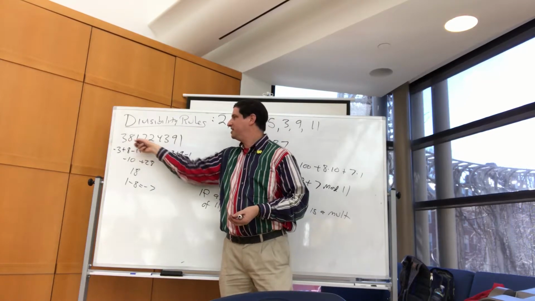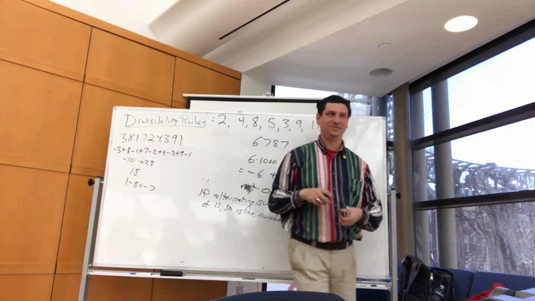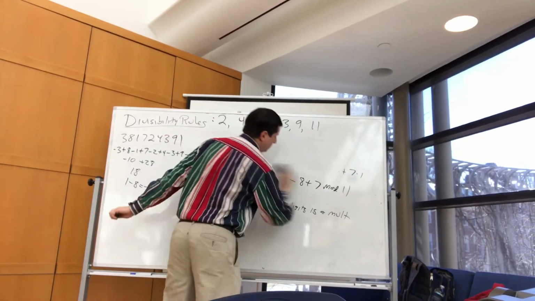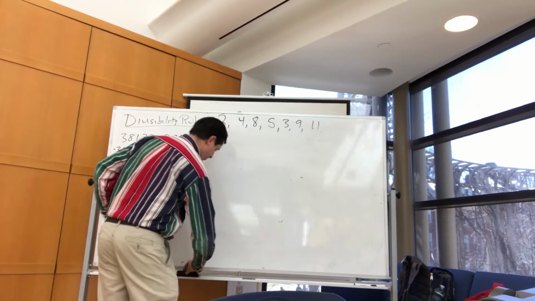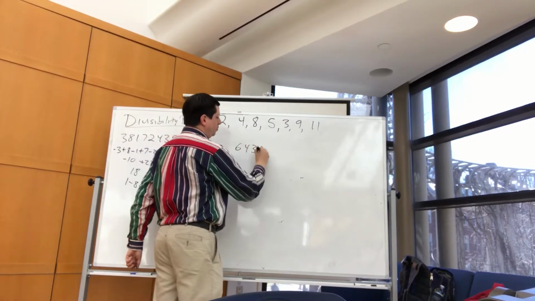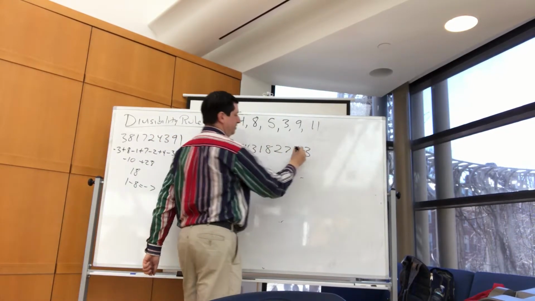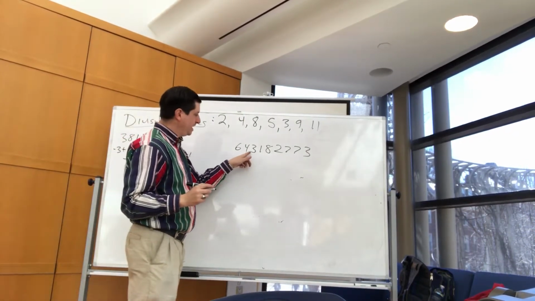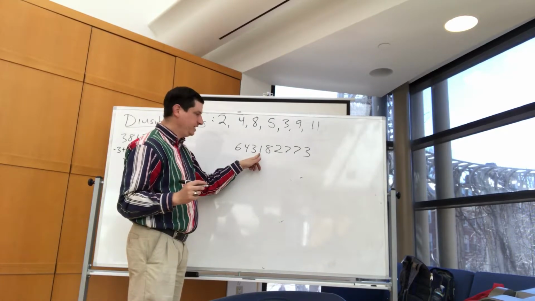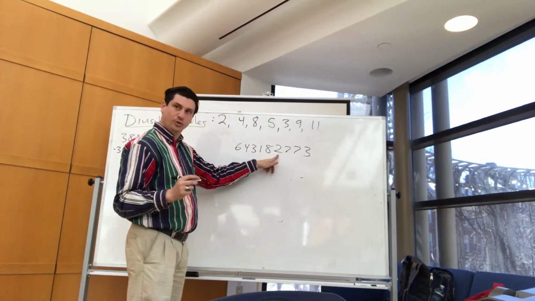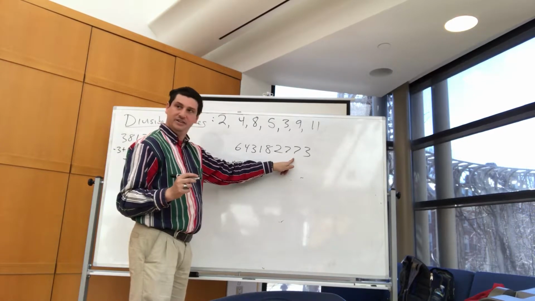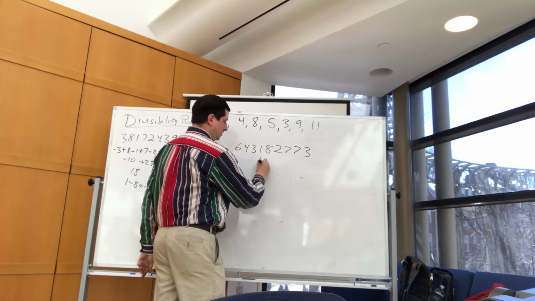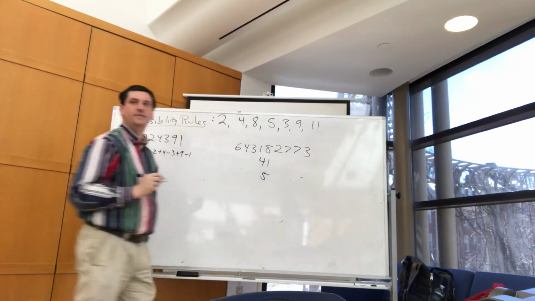Right. I tried to stack this by making the second digits larger. But if we took, say, 6, 4, 3, 1, 8, 2, 7, 7, 3. So if we wanted to see, is this a multiple of 3? 6 plus 4 is 10, 13, 14, 22, 24, 31, 38, 41. And then we could just do that again and get 5.